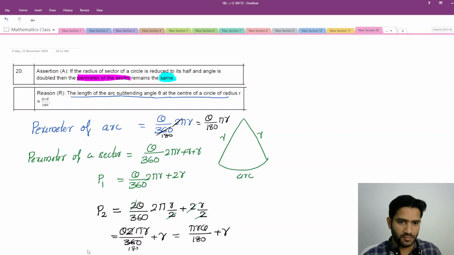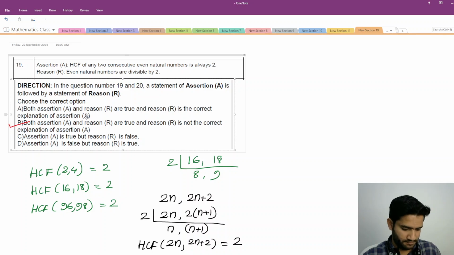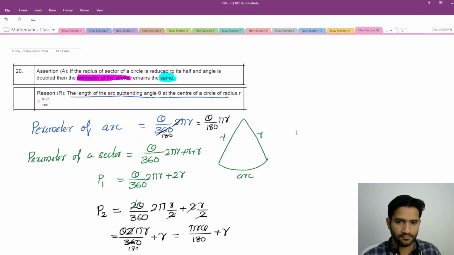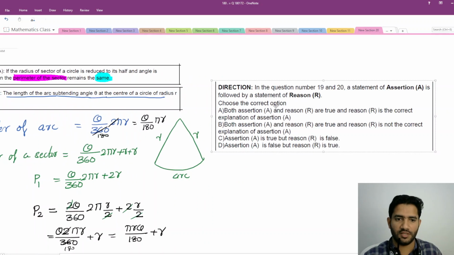Look at the options. Both assertion and the reason are true. No. Assertion is true. No. Assertion is false, but the reason is true. Okay, so option D is the answer.